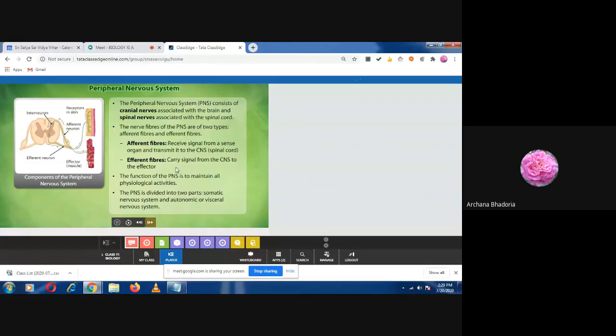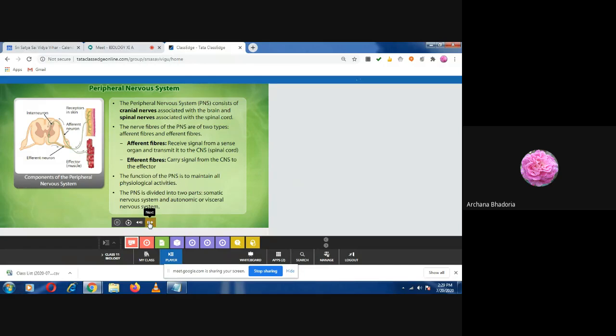Not understood, Devanshi. They will carry the signal from the CNS to the effector. So the action will be taken by the effector when the signal comes through the efferent fibers. Is it clear? Okay. Now shall I take up the next slide, everyone?